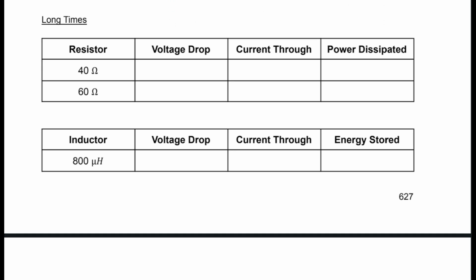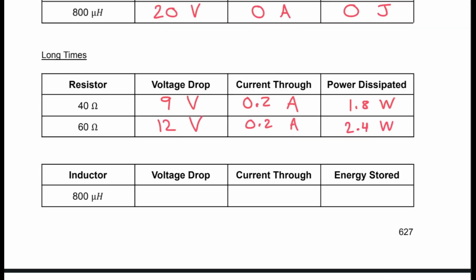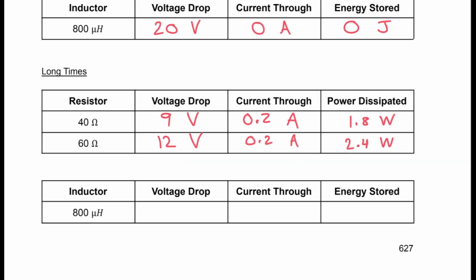At long times, however, we said that the 40 ohm dropped 8 volts, the 60 ohm dropped 12 volts. Both of them received the same series current of the battery of 0.2 amps. And then we can just multiply these out to get 1.6 watts of power and 2.4 watts of power, respectively. Because again, power, there's 3 ways of writing it, but given the information we have here, I delta V, the definition is probably the easiest.